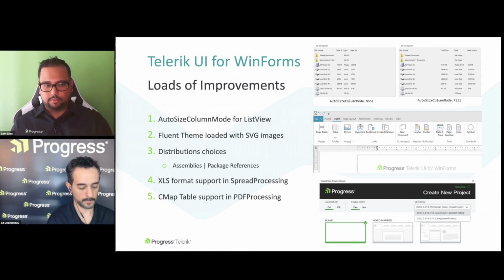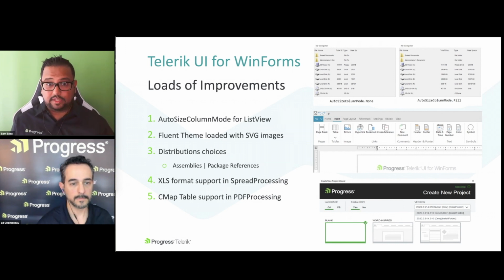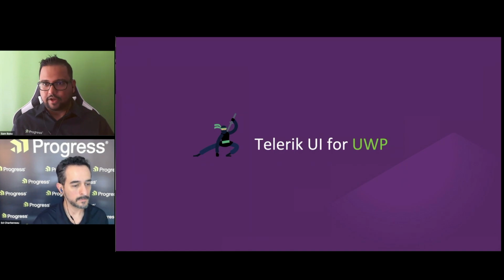When it comes to distribution choices, you can ship with the Telerik assemblies baked in, or you can bring them in as package references based on however your teams are using it. And WinForms gains the same things that WPF did in terms of XLS format support with spreadsheet and spread processing, and then CMAP table support for the PDF side of things. So that's with WinForms. Again, like I said, lots of things going on.